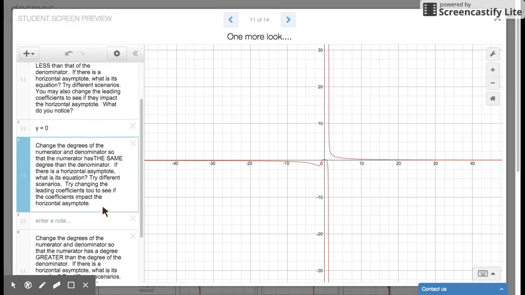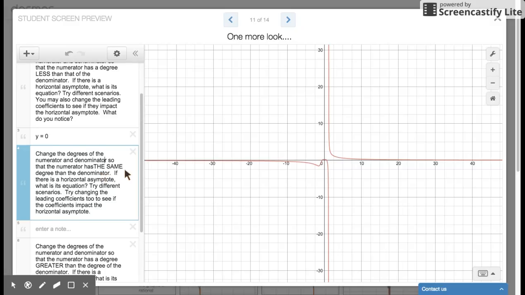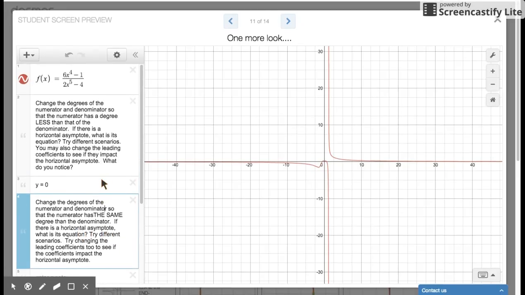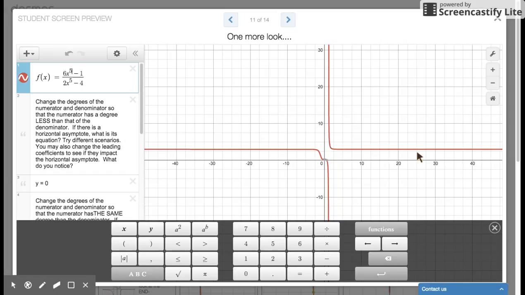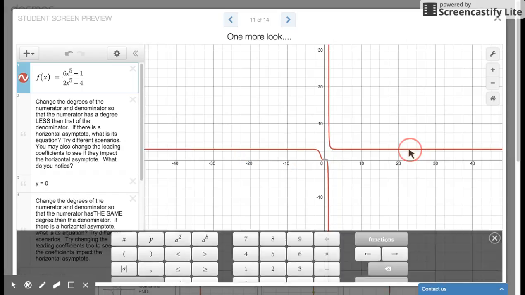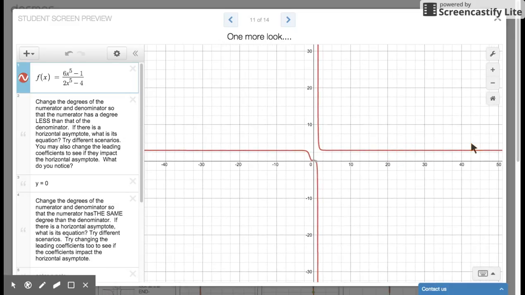Okay, so now what happens if we want to make the degrees the same? Change the degree of the numerator and denominator so that the numerator has the same degree as the denominator. So let's do that. Right now the denominator has a degree of 5. If I make the numerator have a degree of 5 also, then they have the same degree. Does this graph have a horizontal asymptote? Since the graph flattens out on the far right and far left, then this graph has a horizontal asymptote.